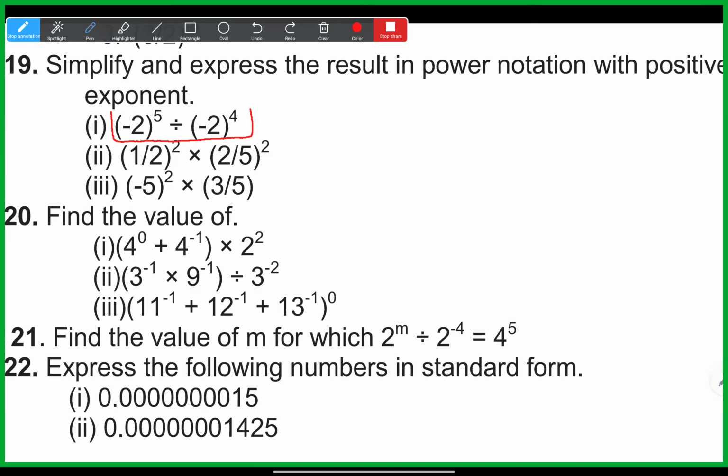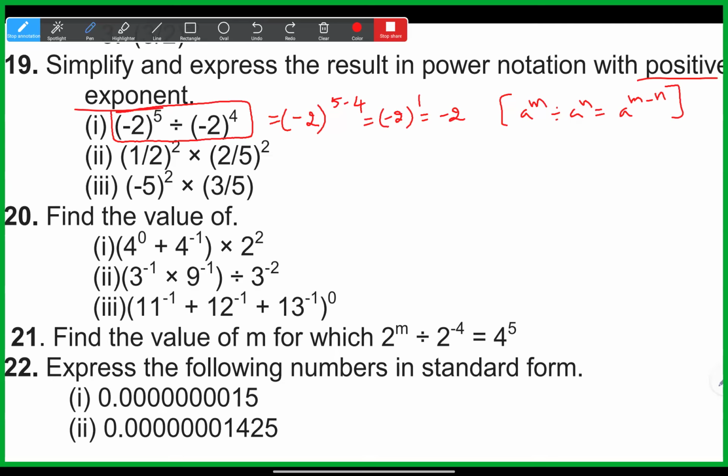A power m by a power n is equal to a power m minus n. Yes. So minus 2 power 5 minus 4, minus 2 power 1. So a power m divided by a power n is equal to a power m minus n. That is the law. So this is minus 2 power 1, anyways positive exponent 1. Yes, sir. So next one is.